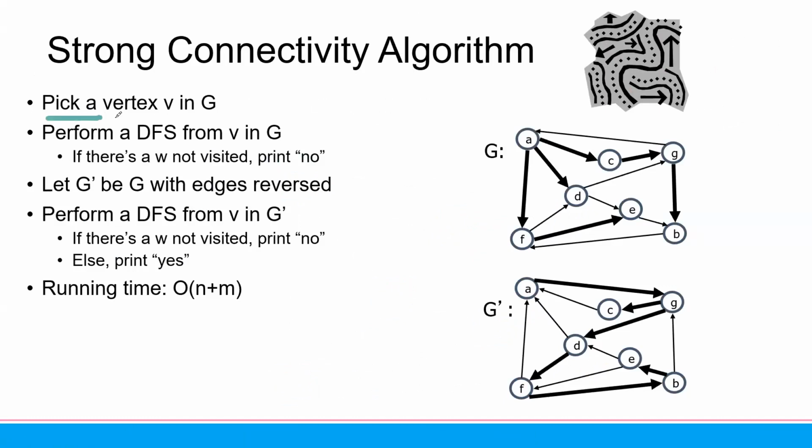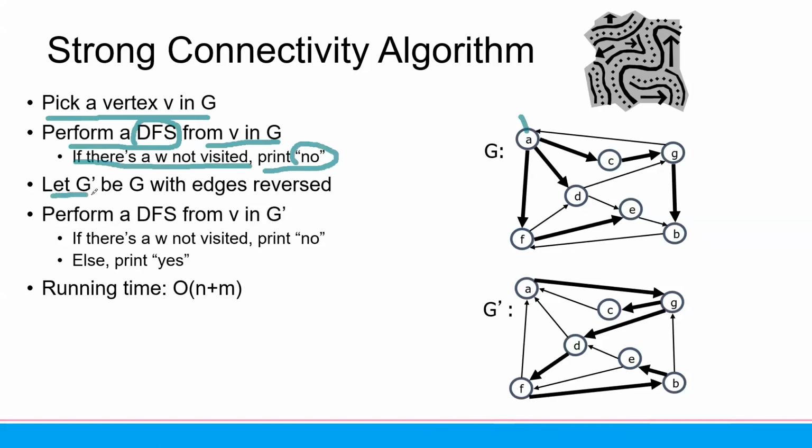First, we can fix a vertex V. So you can choose a vertex. Let's say I'm going to choose A. If I choose A, then I can perform a DFS from vertex V in G. And if there is a W not visited, then print no.